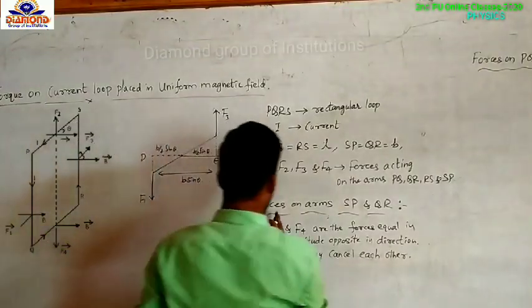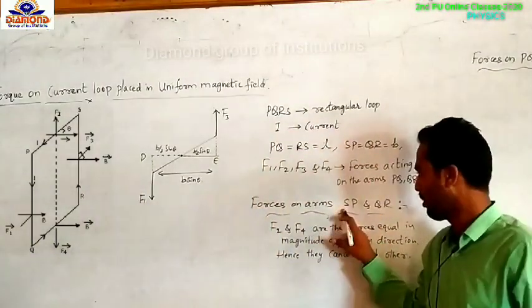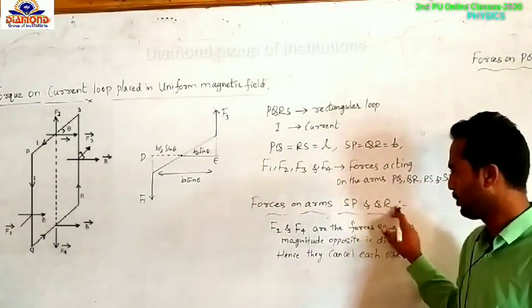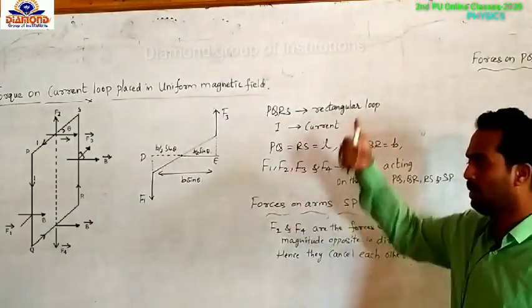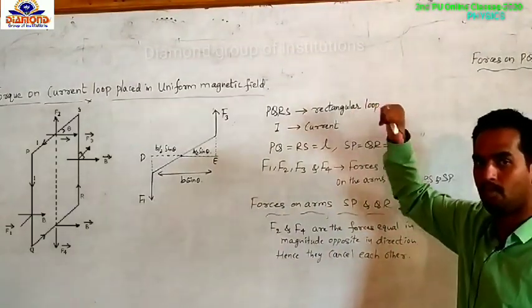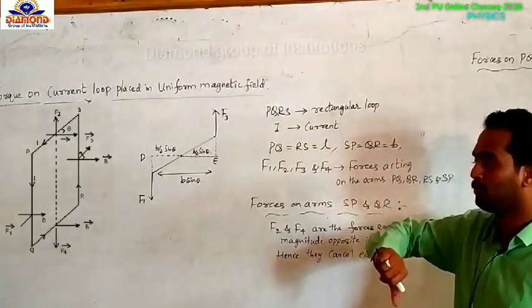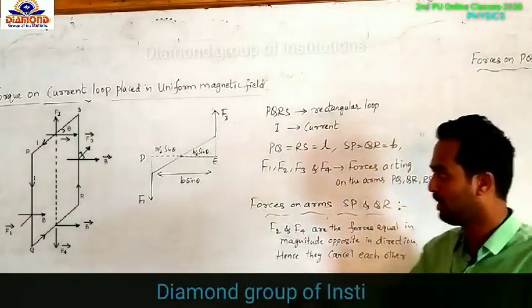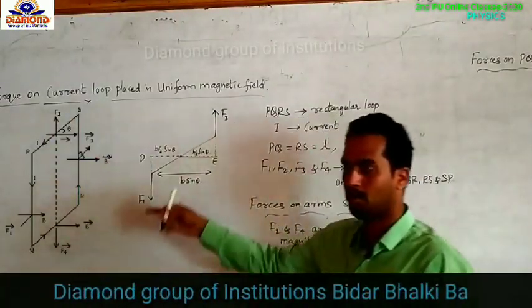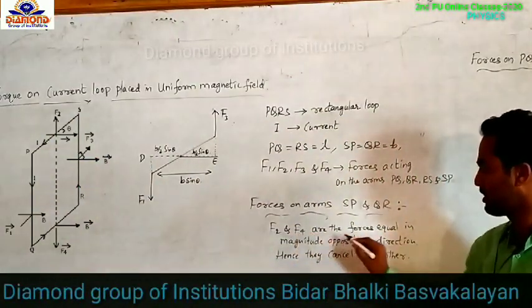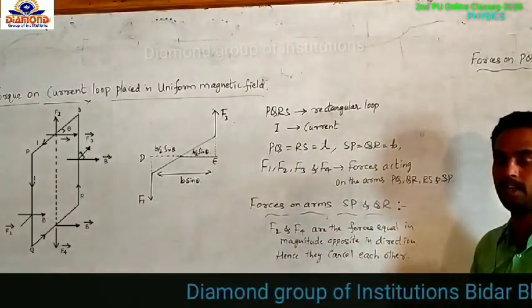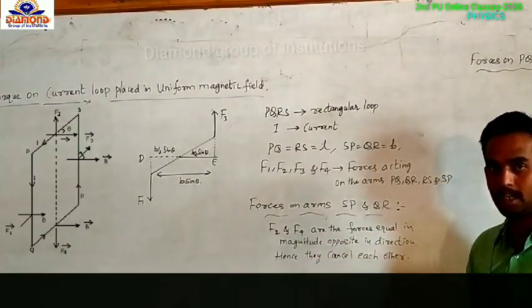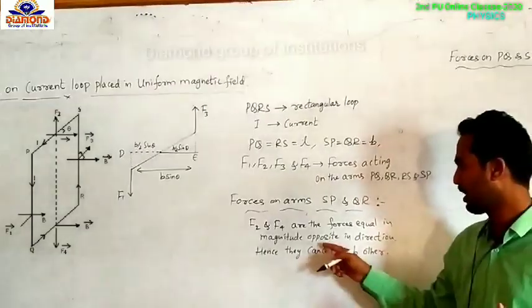Here we can see the forces on arms SP and QR. That means F2 is in the upward direction, F4 in the downward direction. Both forces are equal in magnitude and opposite in direction, you can see in the figure. So when forces are equal in magnitude and opposite in direction, we can say directly they are going to be cancelled each other.